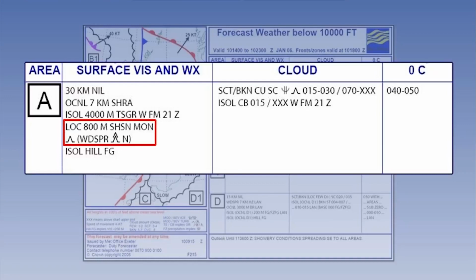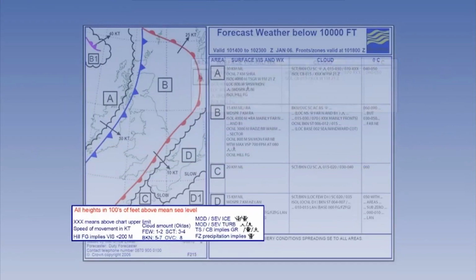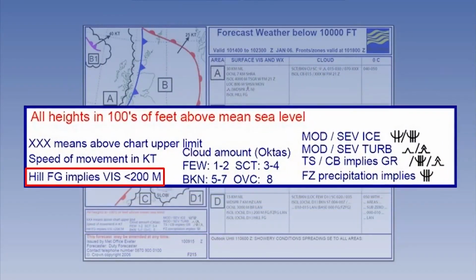There will generally be moderate turbulence, but widespread severe turbulence to the north. Lastly, in isolated areas, expect hill fog. Hill fog implies a visibility of less than 200 meters, as shown by the information in the legend.